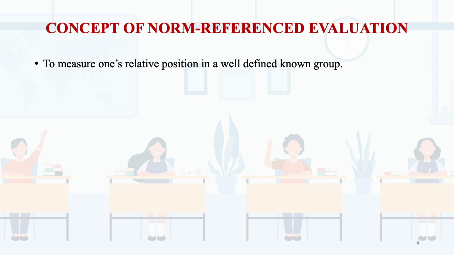First of all, our focus is on norm referenced evaluation or norm reference test. So here you see, a norm reference test is used to measure one's relative position in a well-defined known group. So friends, I am specifically focusing upon this. That means first of all one group will be there, and that is a well-defined group. Okay, you have to define that group, and that is the population, you can say.